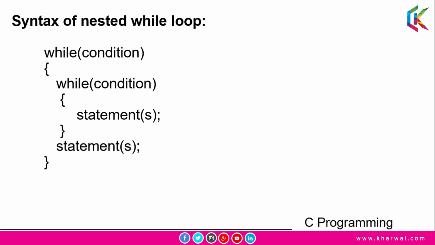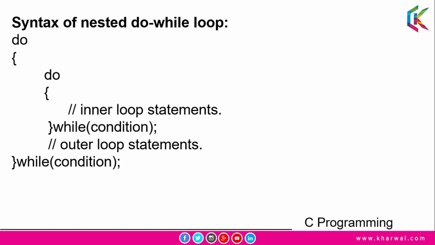Now guys, moving on to the next topic, and that is the syntax of nested while loop. So guys, this is an example of a nested while loop. So here we are using a while loop inside another while loop. Now guys, moving on to the next topic, and that is the syntax of nested do while loop. So guys, this is the syntax of nested do while loop, and here we are using one do while loop inside another do while loop.